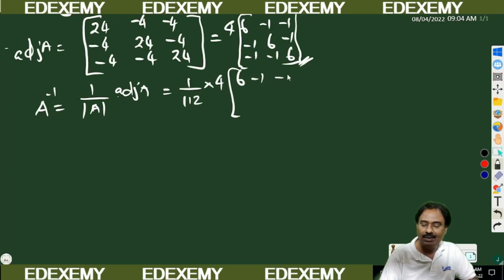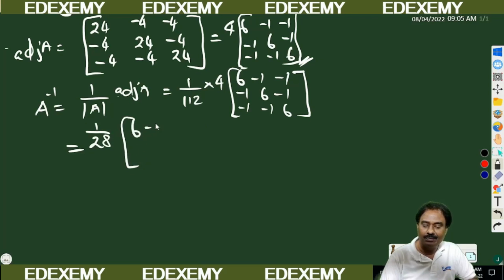Therefore, 6 minus 1 minus 1, minus 1 6 minus 1, minus 1 minus 1 6. Now, 4 and this 112, how many 4s are there in 112? You will get 28. Therefore, 1 by 28. There are 28 4s in 112. Therefore, 1 by 28, the same matrix: 6 minus 1 minus 1, minus 1 6 minus 1, minus 1 minus 1 6.